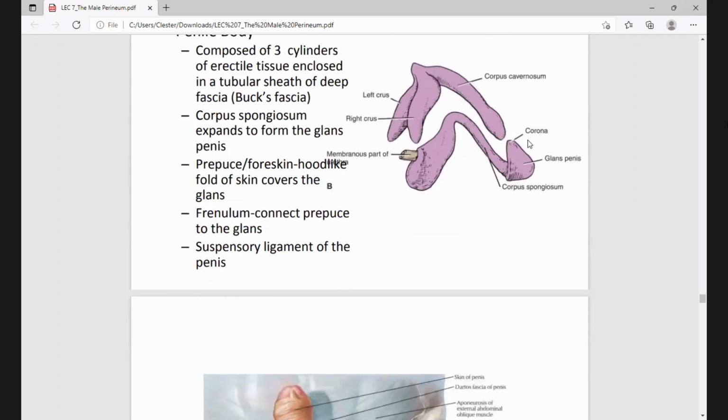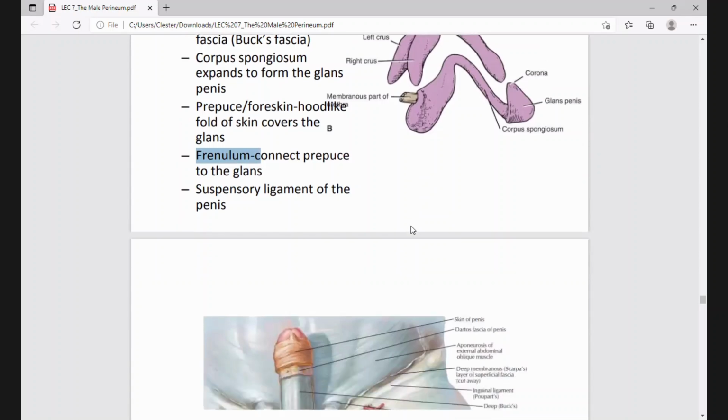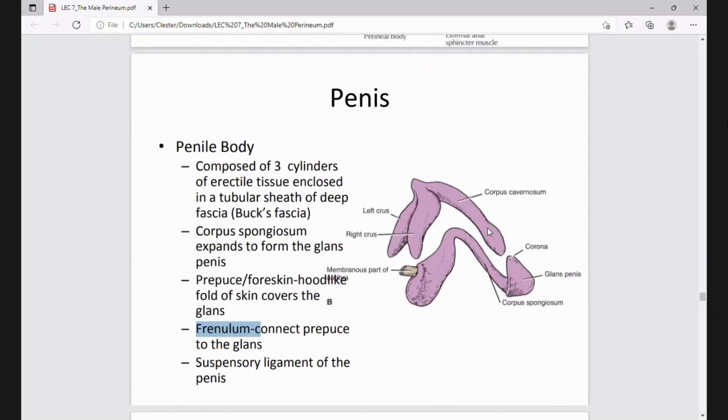Now, in the uncircumcised male, the glans penis is covered by the prepuce or the foreskin. And if you go on the ventral side of the foreskin, you will notice that the glans penis is attached to the foreskin via the frenulum of the prepuce. And if you follow the penis proximally to its root, you will find a suspensory ligament.